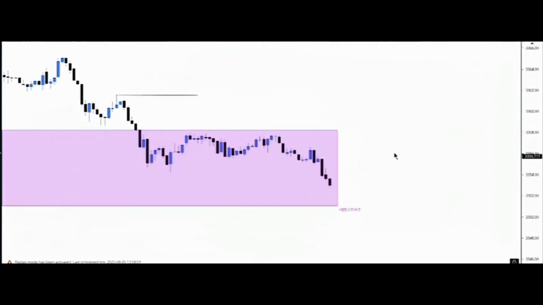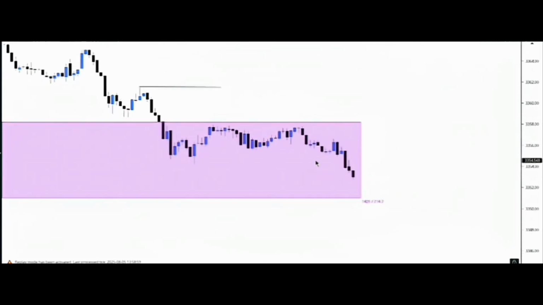Okay, so as you can see, this low has been taken out. So it has created a new structure low here. So where is our chalk here? Our chalk can be transferred from here to this zone here. That becomes our chalk.